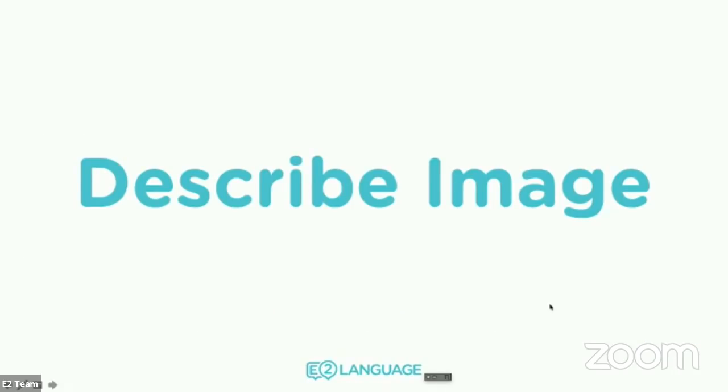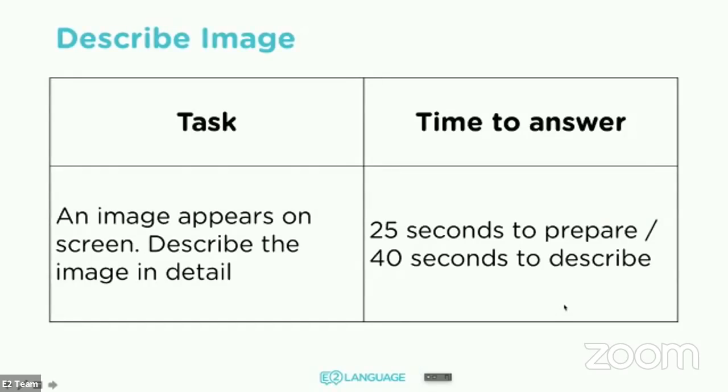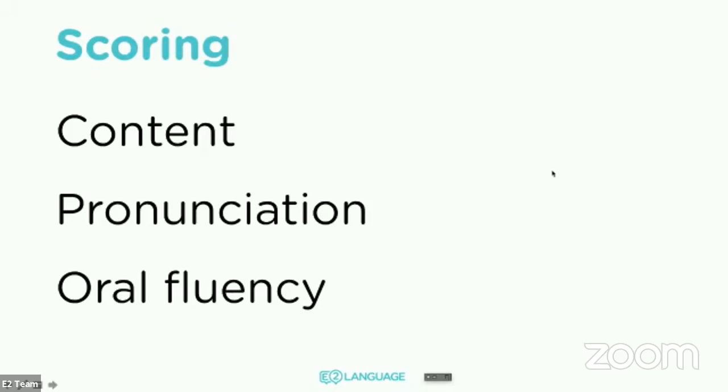Describe image. This is the third speaking task of the PTE. What's the task? Well, an image appears on the screen, usually some sort of graph, a pie chart, a line graph, something like that. It may also be 2 flags. It may be something else. You need to describe the image. Well, it says in detail, but I don't know about that. You have 25 seconds to prepare to speak, and then you have 40 seconds to describe the image. Again, you're scored on content, pronunciation, and oral fluency.